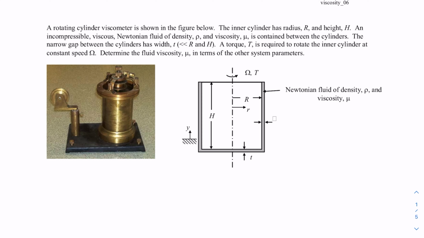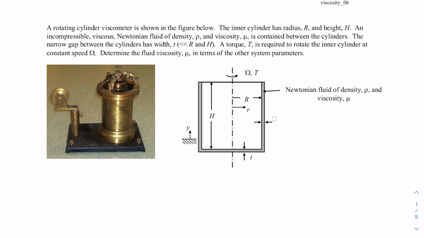Okay, so in this example, we will be analyzing something called a rotating cylinder viscometer. And as you may already know, viscometers are used to measure the fluid viscosity. And because there are no direct methods to measure the fluid viscosity, like we can measure the mass of the fluid by directly weighing it, but we cannot use any such direct methods to measure the fluid viscosity.